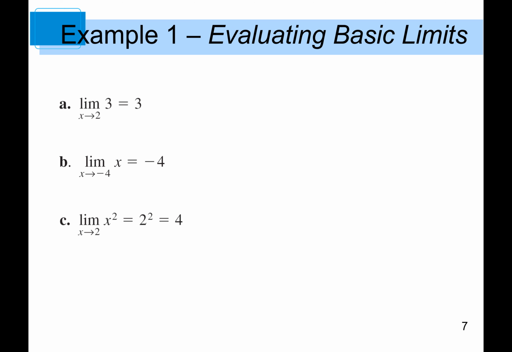So for example, the limit when x approaches 2 for the function 3 will be just 3. The limit when x approaches -4 for the function x will be -4. So the limit when x approaches 2 for x squared, here we replace x with 2. That's why we have 2 squared, and 2 squared is 4.